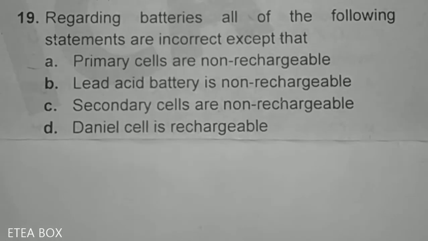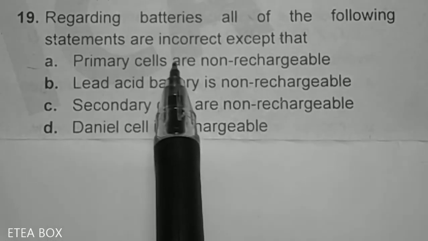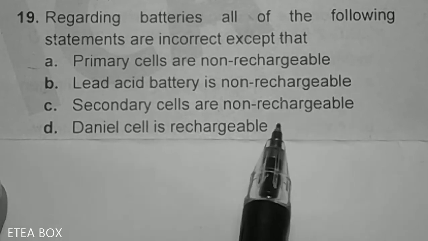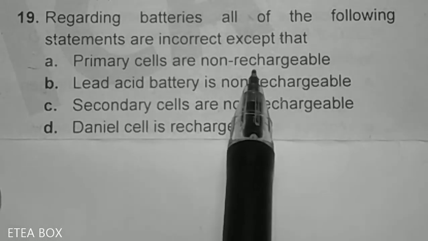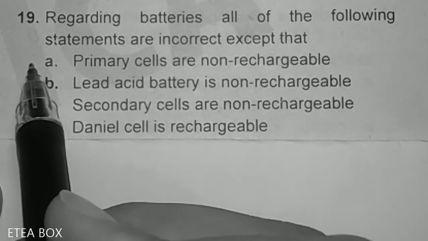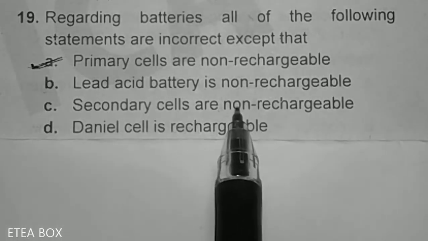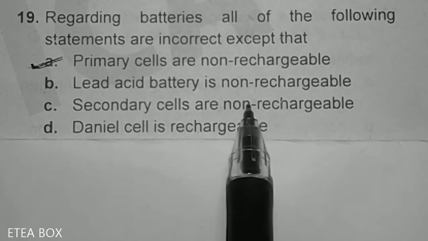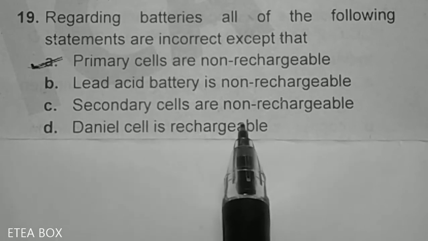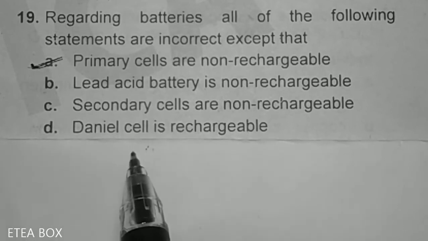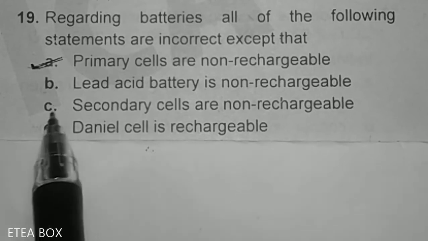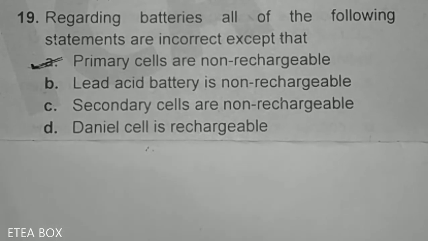Okay, regarding batteries, all of the following statements are incorrect except that. Look at the A. Primary cells are non-rechargeable. This one is correct. Lead acid battery are non-rechargeable. This one is incorrect because it is a rechargeable battery. Secondary cells are also rechargeable and Daniell cell is not rechargeable. So these three options are incorrect and the correct option is option A.